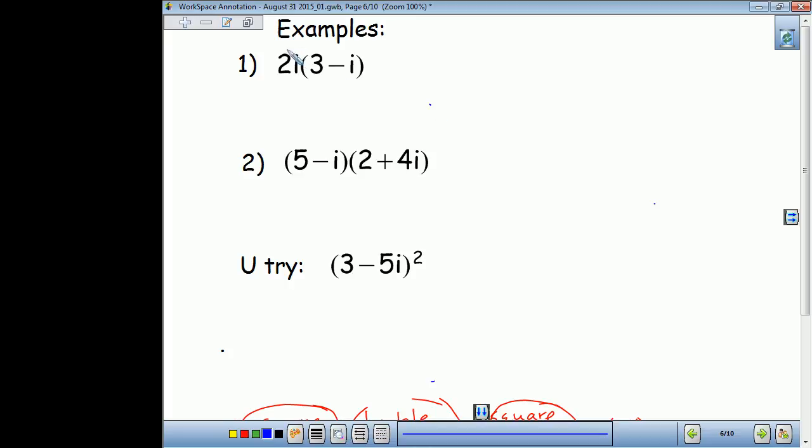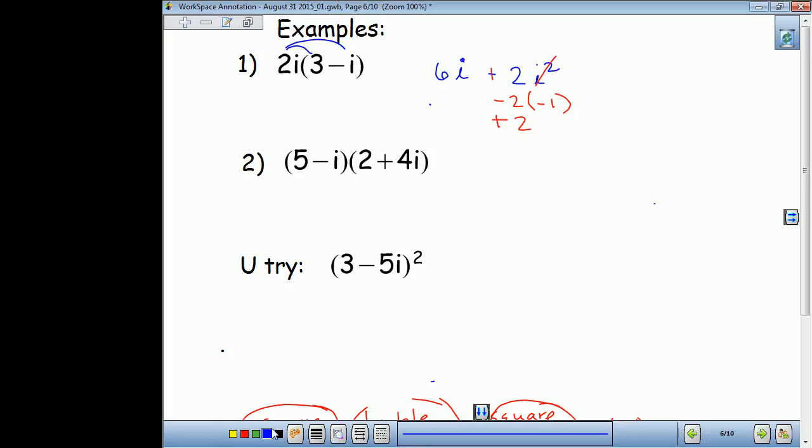Alright, so we're going to distribute. So we're going to do 2i times 3 is 6i. And then we're going to do 2i times the negative i, which is negative 2i squared. But we just learned we can simplify i squared. We know i squared is negative 1, and when we multiply negative 1 times anything, it just changes the sign. So wherever I see the i squared, I just change the sign.